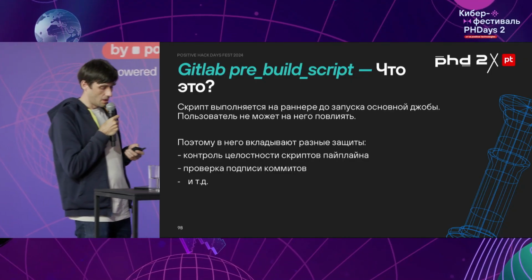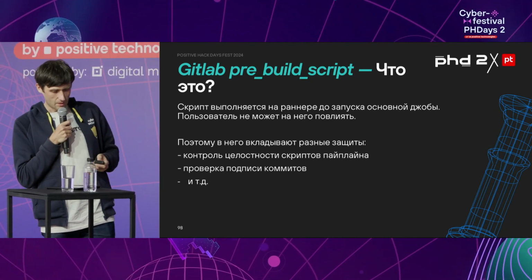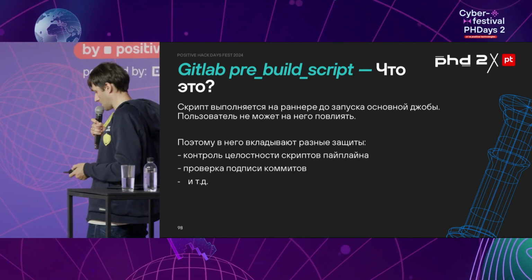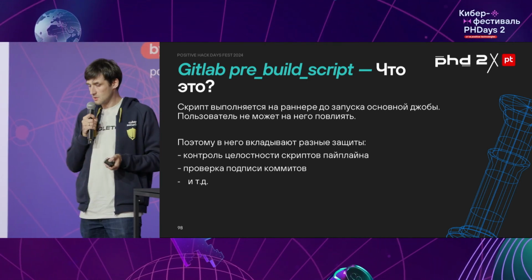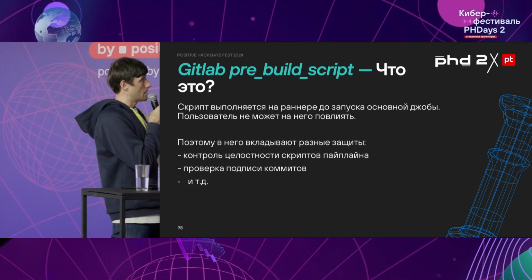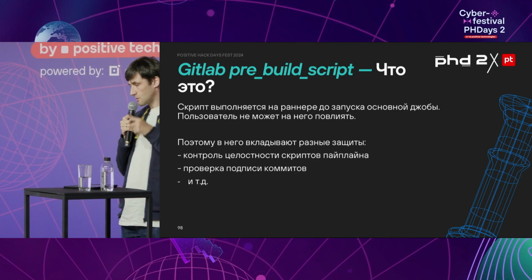The first thing is about the pre-build script. So what's a pre-build script? This is a thing in GitLab that is set up in the runner config. You remember I showed you the runner config where secrets were held. So developers have no impact on it. It's controlled by the GitLab runner.